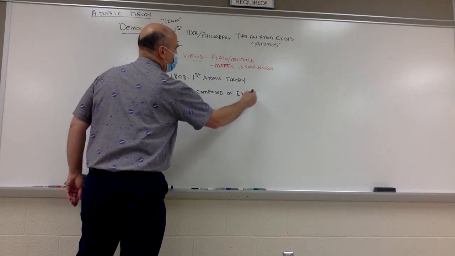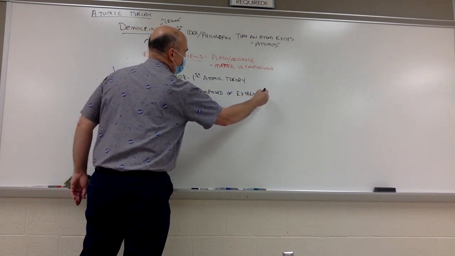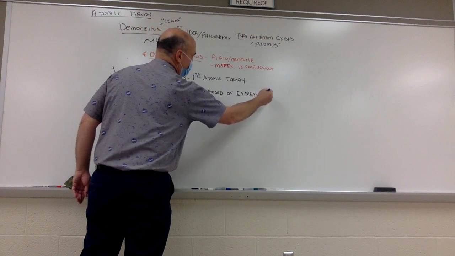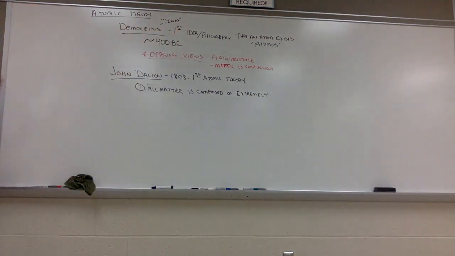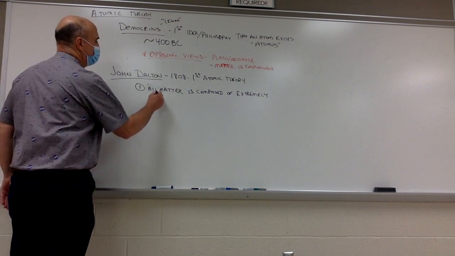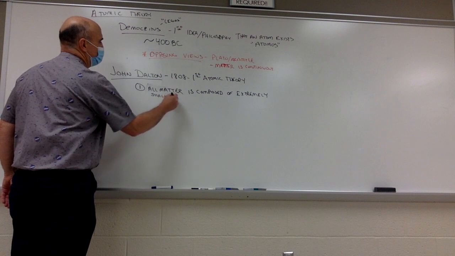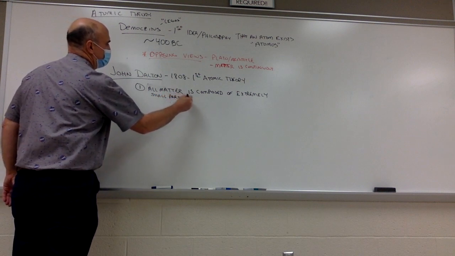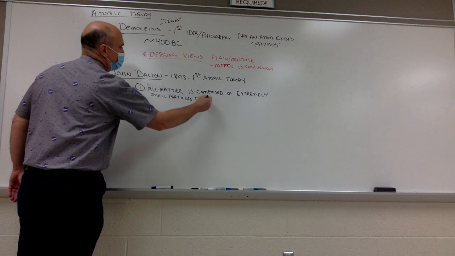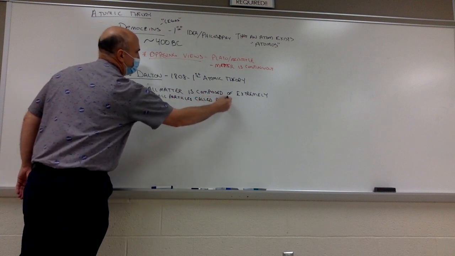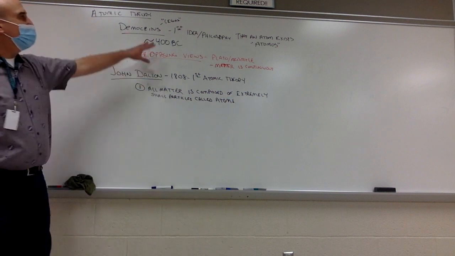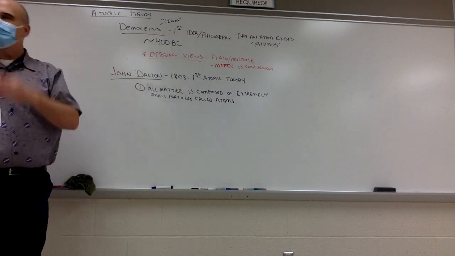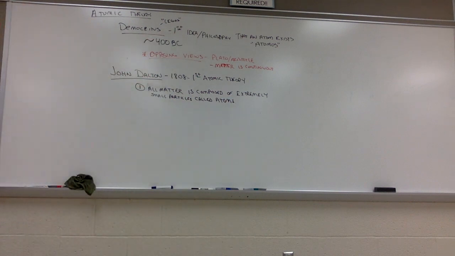So the first thing he stated is basically what Democritus's idea was, that all matter is composed of extremely small particles called atoms. So he kept that name, the atomos name, and incorporated that into his theory. Okay, so all matter is composed of extremely small particles called atoms. That's the first part.